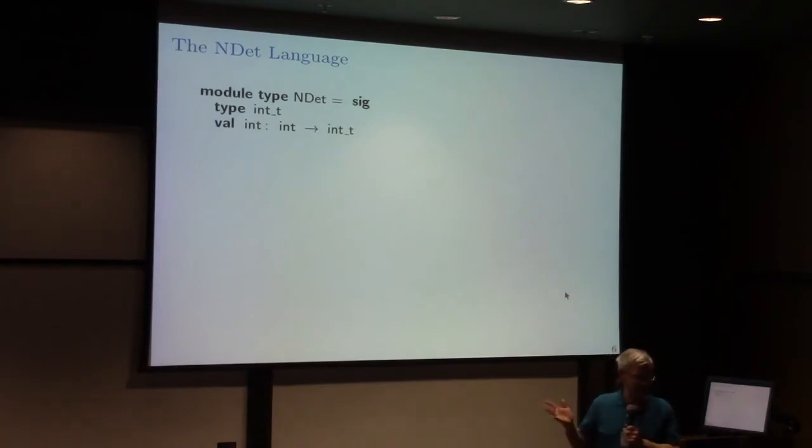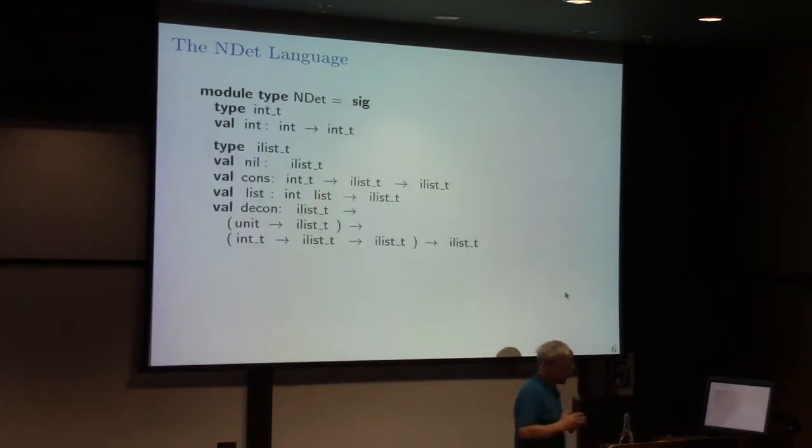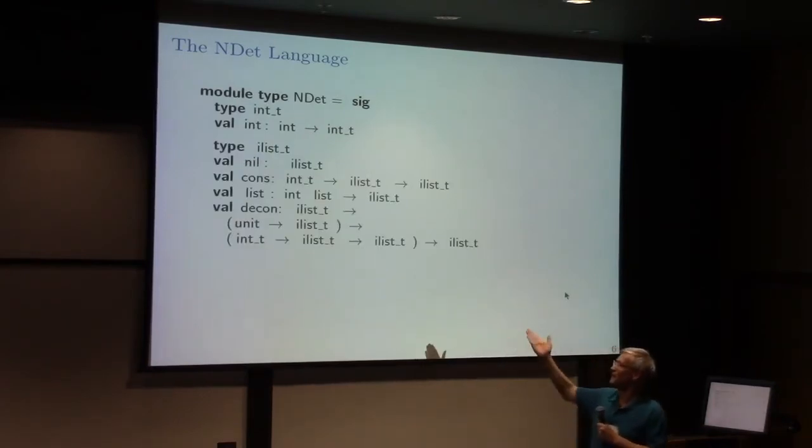So for now, we don't need any operations, we just leave it there. Of course, we need to deal with lists, integer lists. So we do it in a very similar way. We define a type, and lists are represented in the DSL. So we need nil and we need cons.